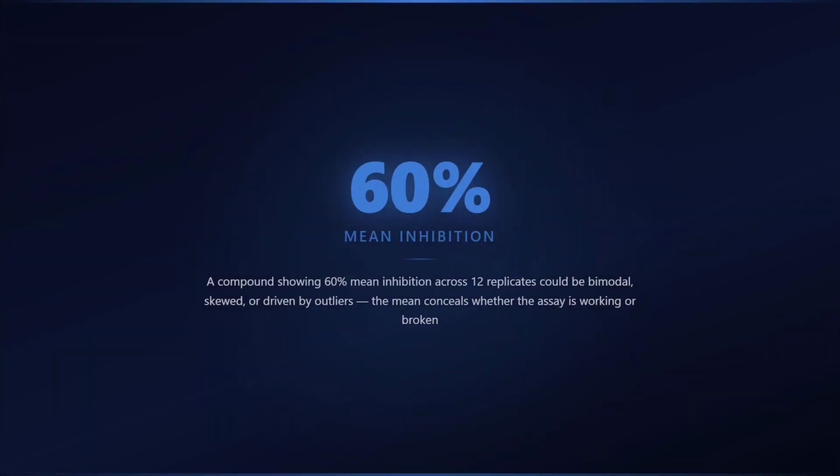What you need to know for today. Do not report a mean IC50 without knowing what your replicate distribution actually looks like. A bimodal IC50 distribution across your replicates is not a measurement error. It is a signal that something interesting or something broken is happening in your assay. Pitar will cover the statistical framework properly next week.